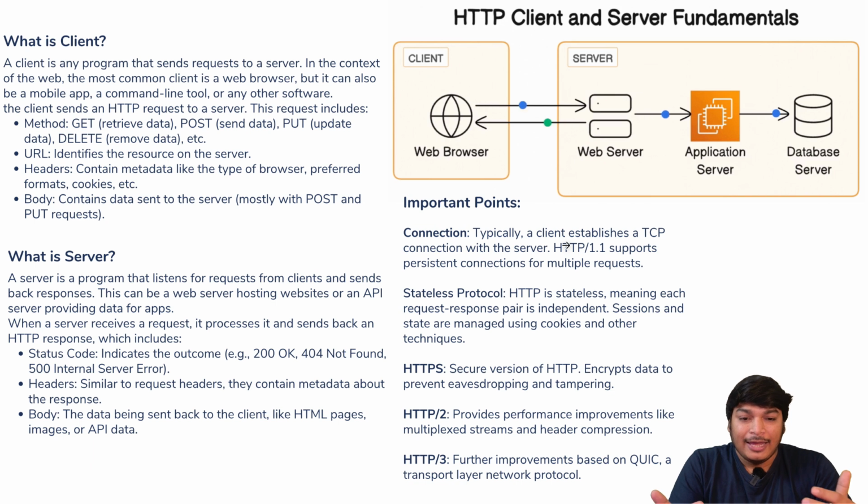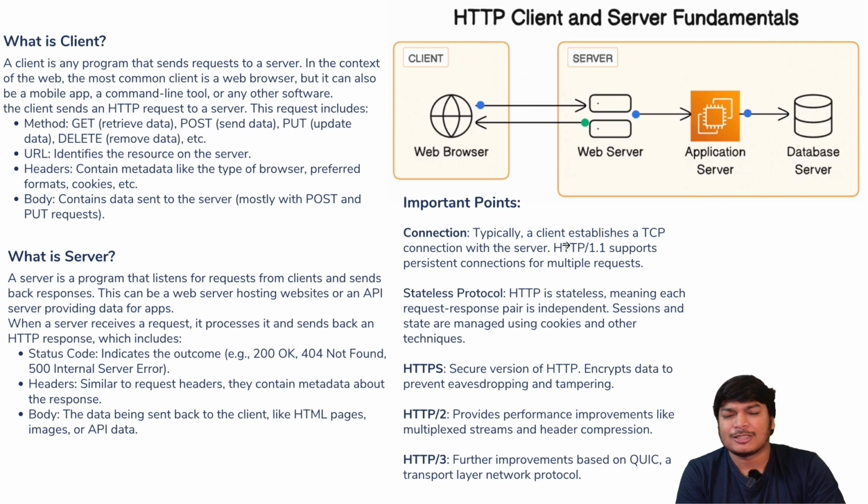Then HTTPS. What is HTTPS? HTTPS is the secure version of HTTP. It encrypts the data to prevent eavesdropping and tampering, mainly to prevent man-in-the-middle attacks. Then there is a newer version called HTTP/2. This provides performance improvements like multiplexed streams and header compression. Then HTTP/3, which is a further improvement based on QUIC, a transport layer network protocol. We might discuss more on HTTP/3 in a later session, not today. Now this is all about the HTTP client and server fundamentals.